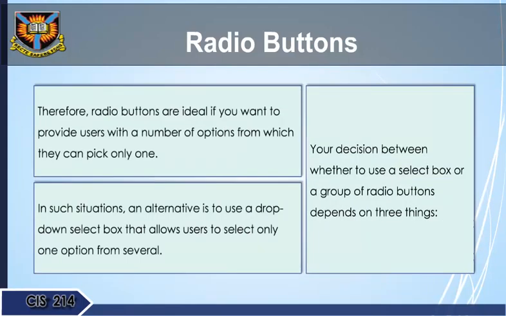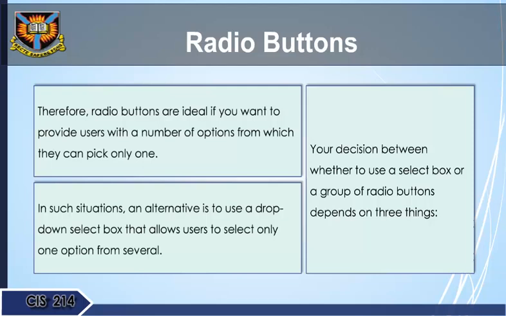Therefore, radio buttons are ideal if you want to provide users with a number of options from which they can pick only one. In such situations, an alternative is to use a drop-down select box that allows users to select only one option from several.